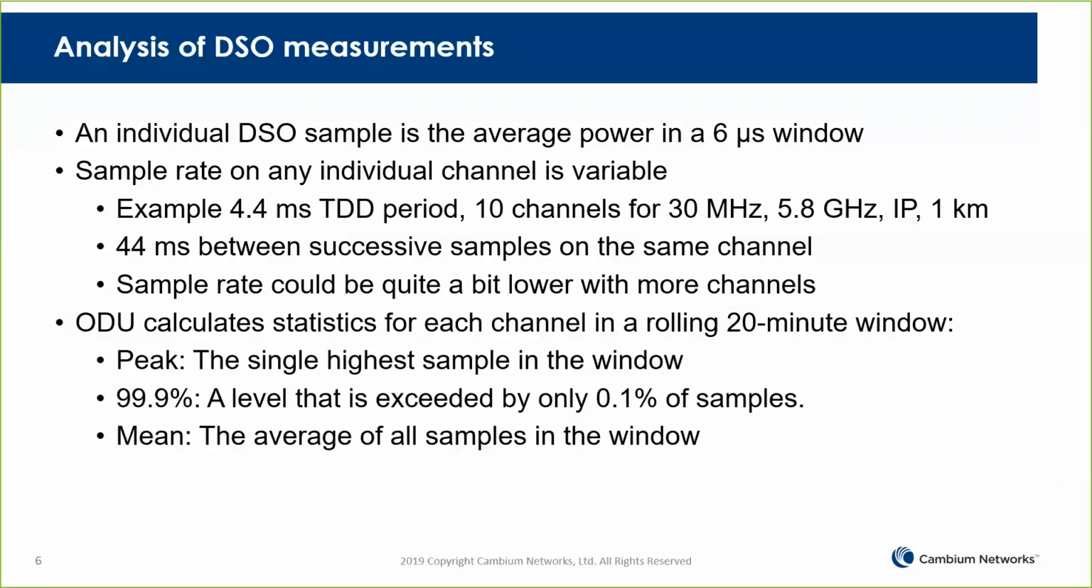We sort the samples by channel, and then in each channel we produce 3 statistics. The peak is the biggest measurement in the 20-minute window, full stop, just the biggest measurement. The 99.9%, that's the 99.9th percentile, a level that's exceeded by only 0.1% of samples. In the example we had above, you would get about 27,000 measurements in the 20-minute window. So the 99.9% is a level that's exceeded by about 27 samples out of the 20 minutes. And then the mean is simply the average of all the samples on a particular channel.